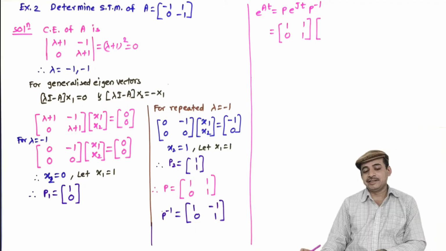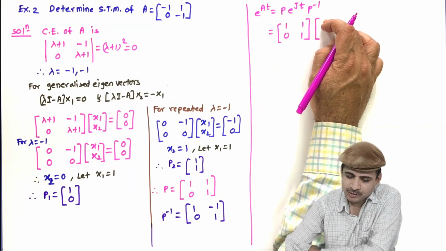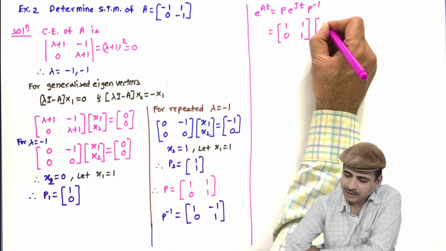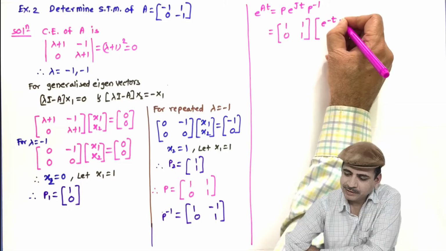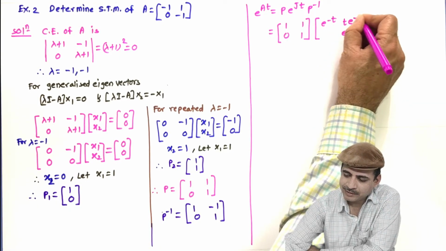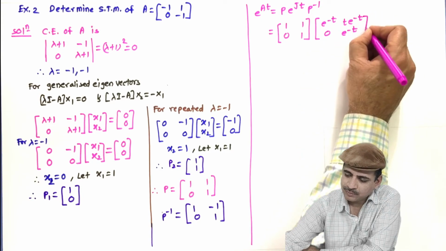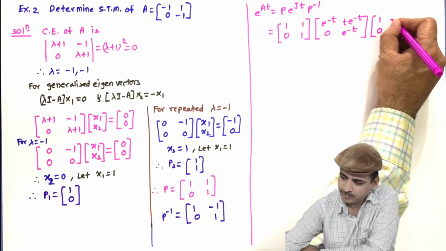e raised to Jt, it is a repeated root case, so e raised to λ1 t. So what is λ1? Minus 1. So e raised to minus t, e raised to minus t. Here t e raised to λ1 t, so t e raised to minus t, 0, and P inverse is [1, -1; 0, 1].